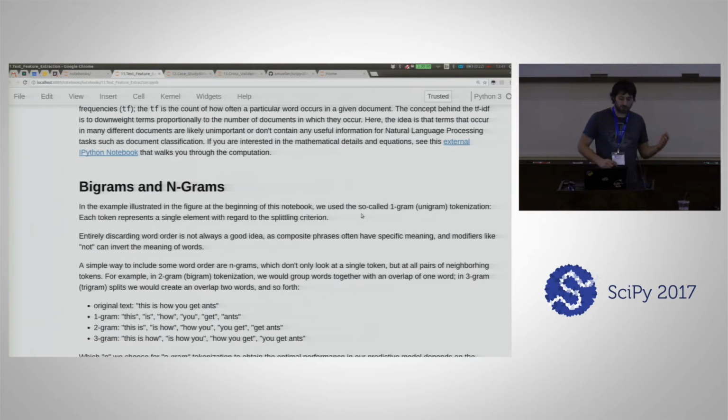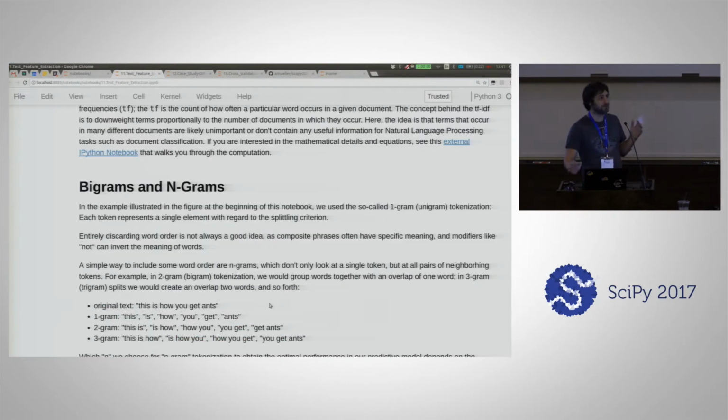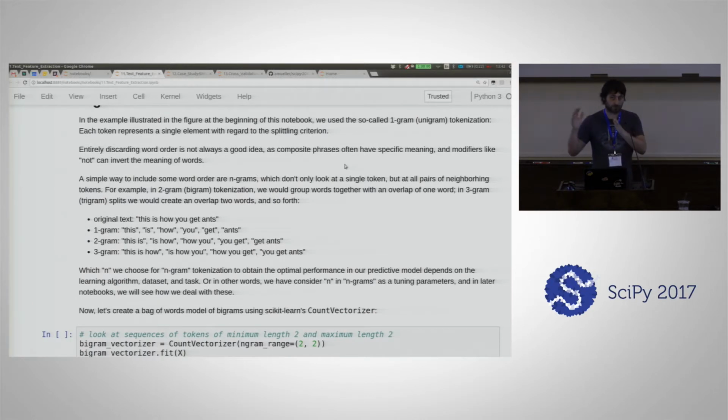What you try to do with n-grams is look not only at a single word, but at pairs or higher tuples of neighboring words. If you start with a string, "This is how you get ants", the 1-grams or unigrams are just "this", "is", "how", "you", "get", and "ants". And 2-grams are all pairs of two neighboring words: "this is", "is how", "how you", "you get", "get ants". You can think of it as a sliding window of 2 that goes over the whole text. You can do this for arbitrary length, and take all the overlapping windows.